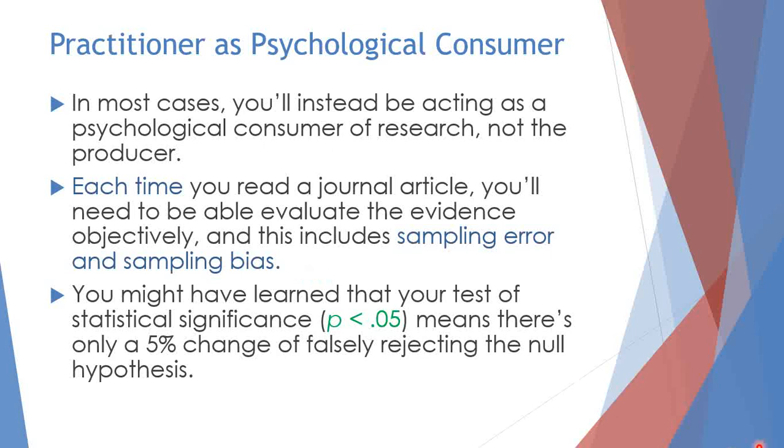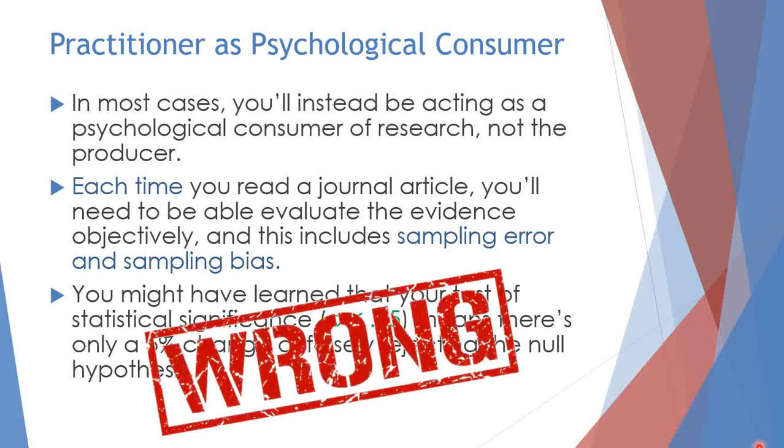So you might have learned that your test of statistical significance, p less than 0.05, means that there's only a 5% chance of falsely rejecting the null hypothesis. Unfortunately, it only applies when you're doing a simple random sample that is representative of the population. Rarely do we encounter this.